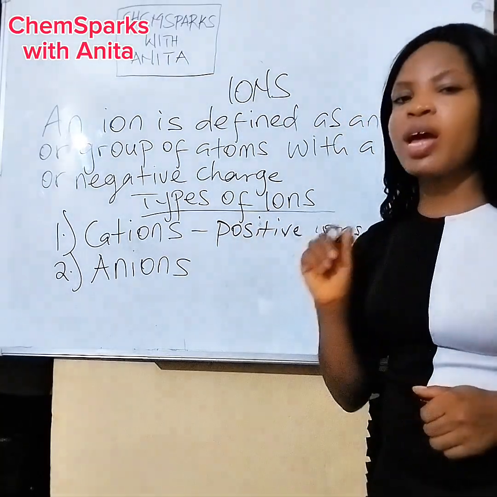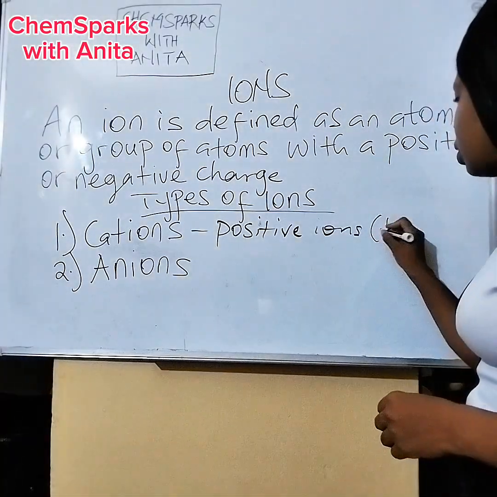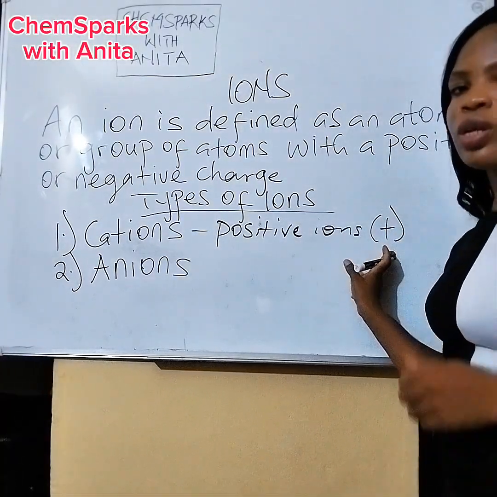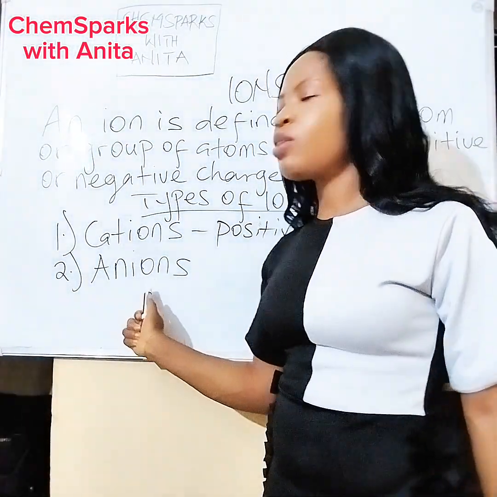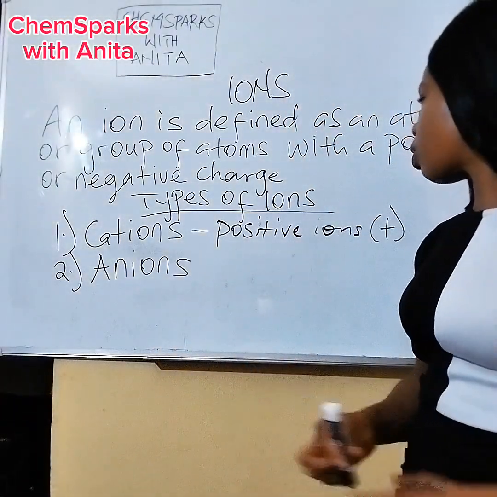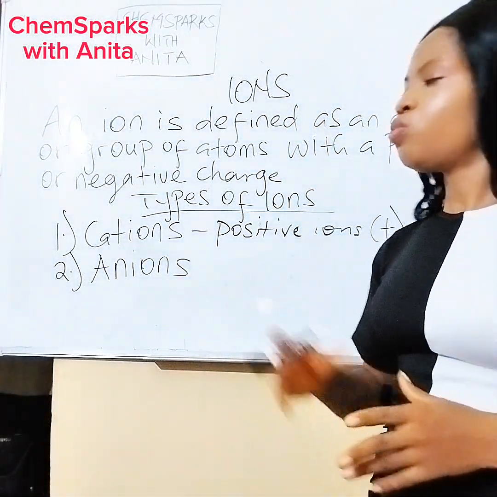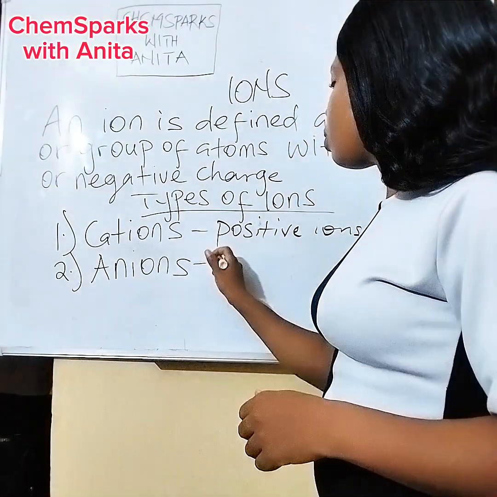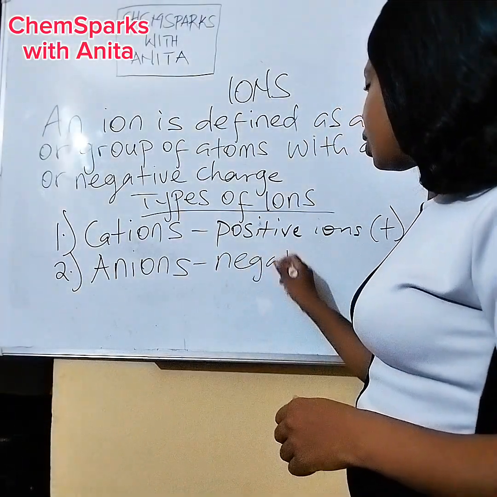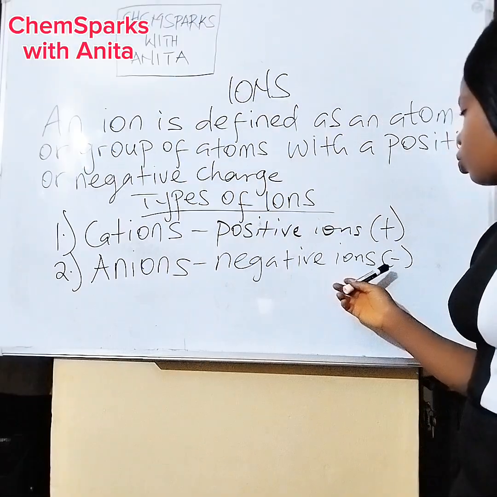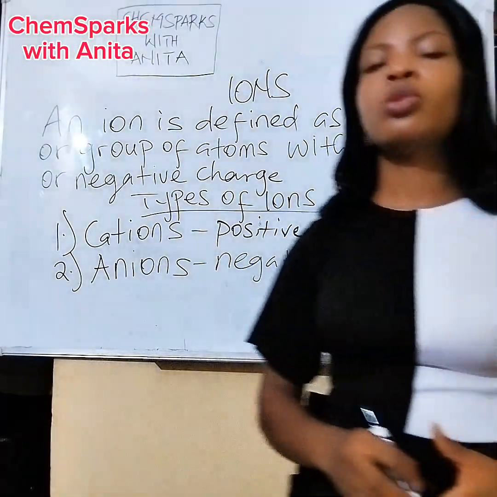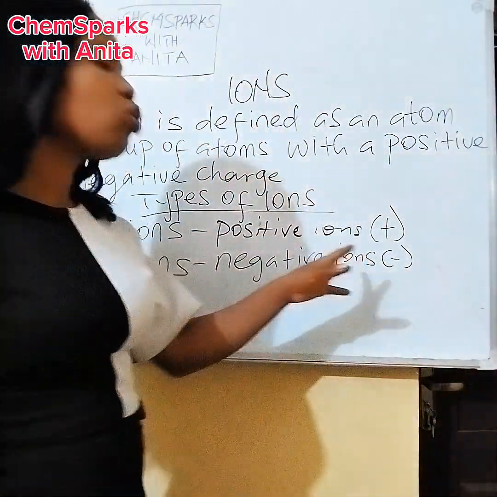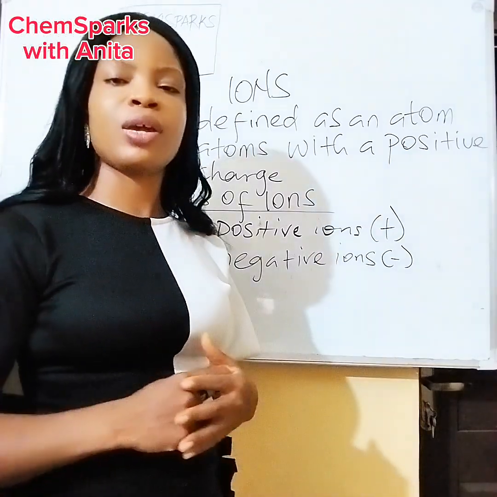And being a positive ion means that they bear a positive what? Charge. Okay. On the other hand, anions are what? Ions that are negatively charged. We can as well call them what? Negative ions. So anions are negative ions. We use the minus sign to represent the charge on negative ions.